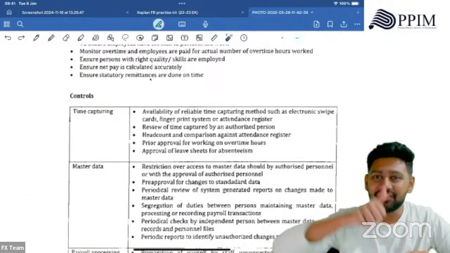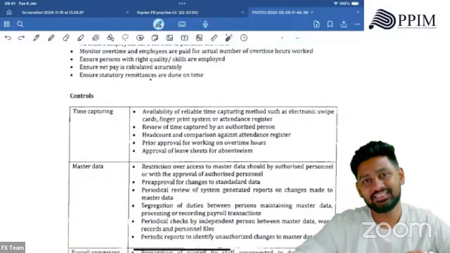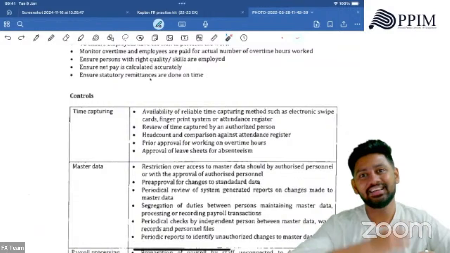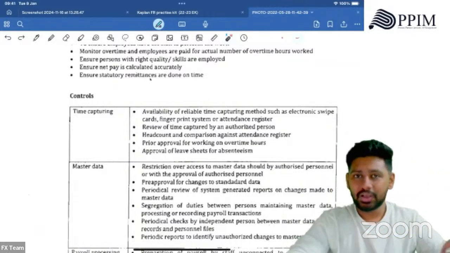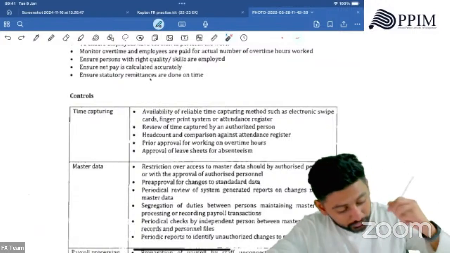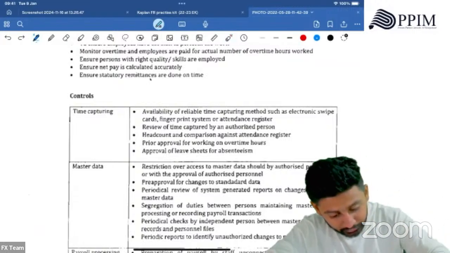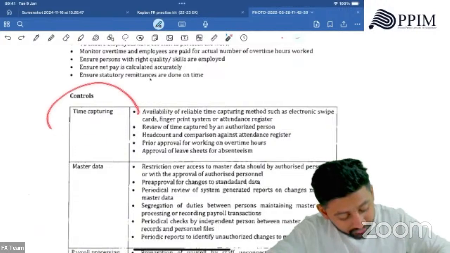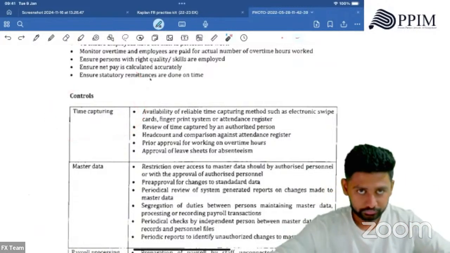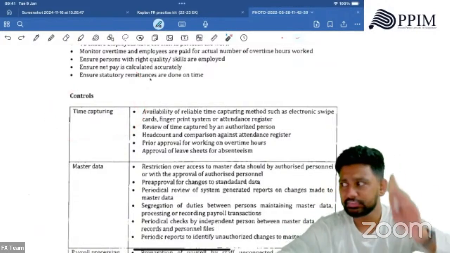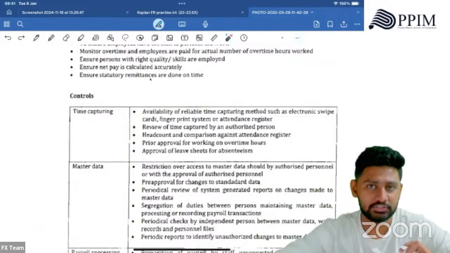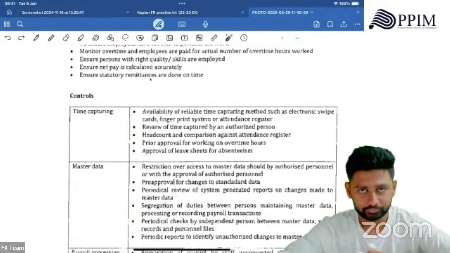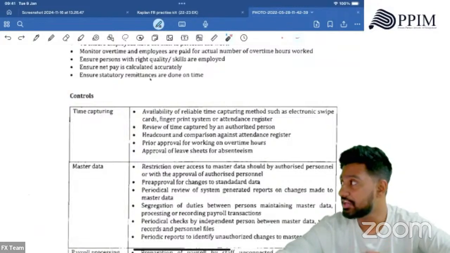So controls can be fingerprints to stop something from happening, a security. Controls can change from company to company. Are we clear? Okay. Now we need to make sure there is a way from a company's perspective to have a time capturing machine. For example, if you come into PPIF, all staff, when they come in, have to give their fingerprints. We have a fingerprint system here. Very important thing.